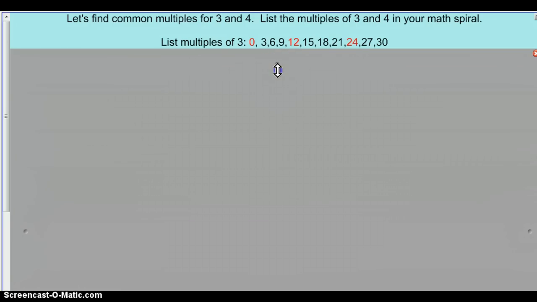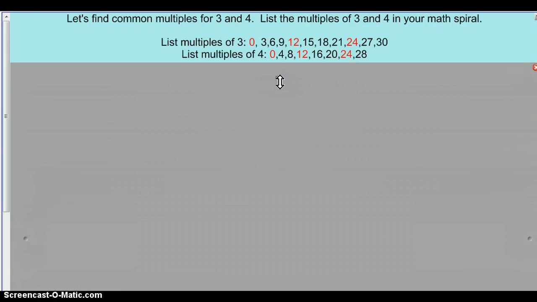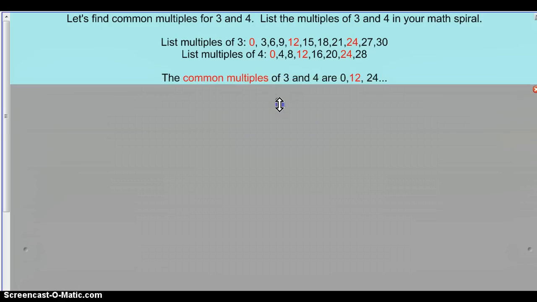Then I do 4s. My list of multiples for 4: 0 times 4 is 0, 1 times 4 is 4, 2 times 4 is 8, 3 times 4 is 12, 4 times 4 is 16, 5 times 4 is 20, 6 times 4 is 24, and 7 times 4 is 28. I see that they have in common 0, 12, and 24. So the common multiples of 3 and 4 are 0, 12, and 24.